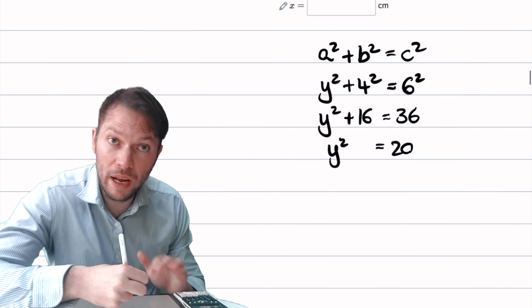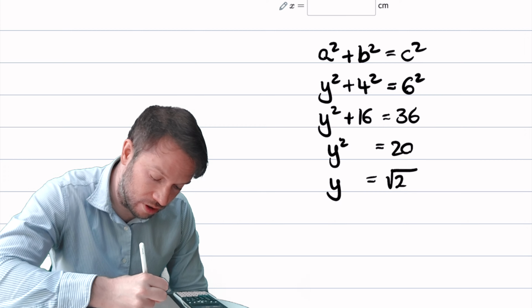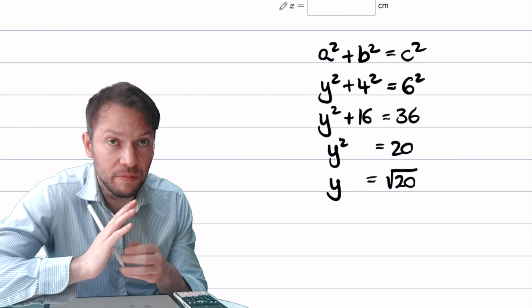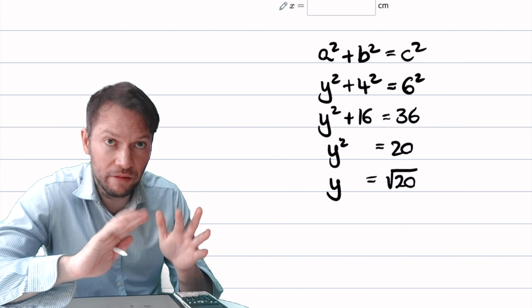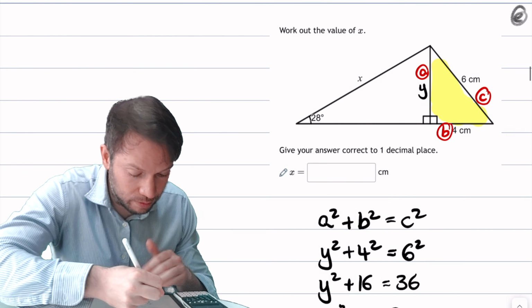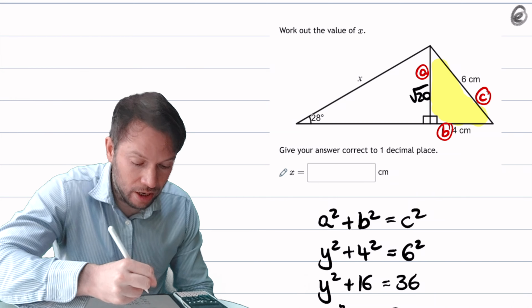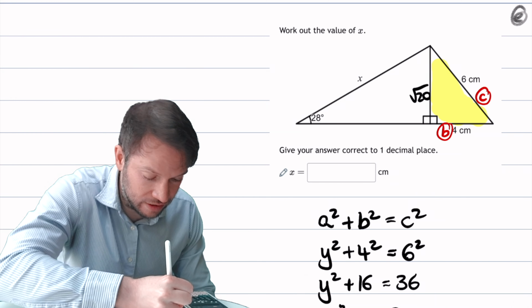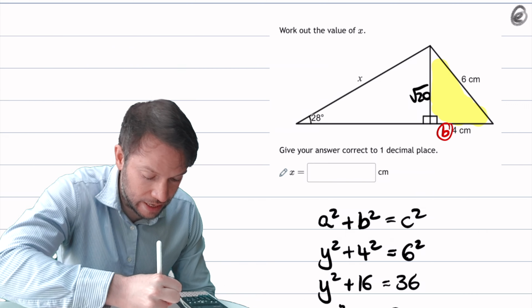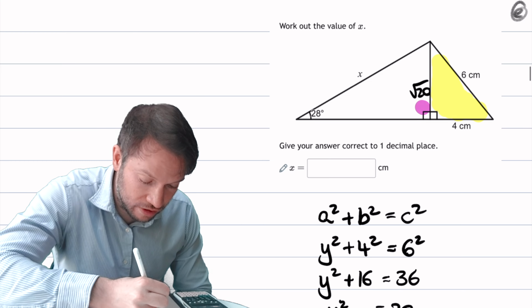And therefore, if we square root both sides to get rid of the squared, we get y is the square root of 20. And we could do it as a decimal, but I'm just going to leave root 20 as root 20 because we can use it in subsequent calculations. Okay, so we've worked out y. The y here is root 20. And I'm going to rub out these little circled letters here to avoid confusion in the next part of the question. Because now I want to use this triangle.